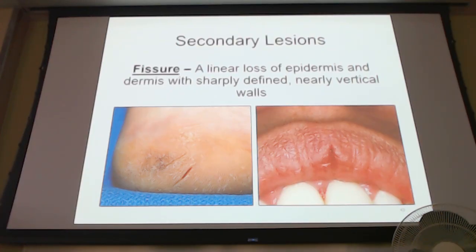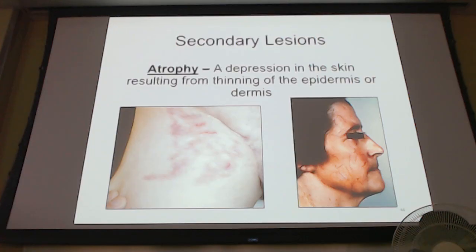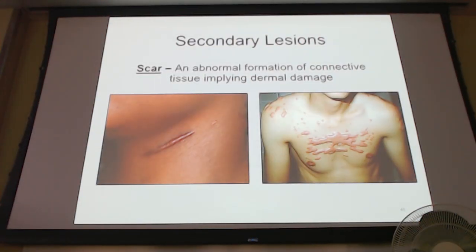So that's a fissure. Atrophy, that's that thinning of the epidermis or dermis, so that's that depression of the skin, so that's atrophy. Again, secondary, we'll talk about a lot of atrophy once we get into all of our UVA, UVB, UVC, all of that stuff.